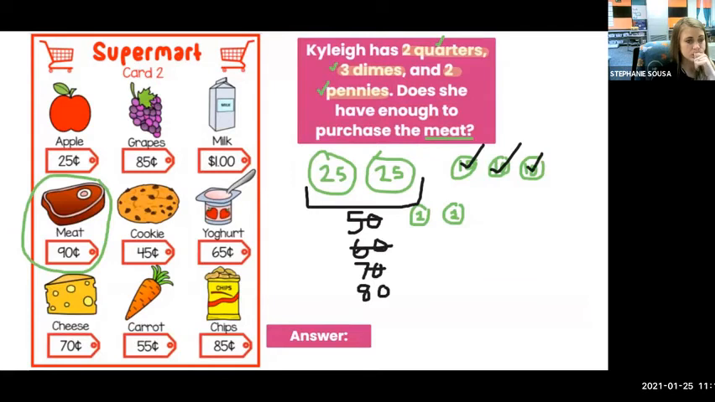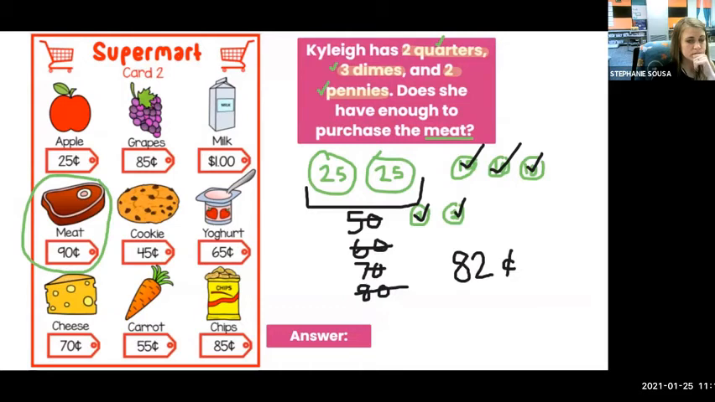Next, she has 2 pennies, which are 1 cent each. Now I can count by ones. 80 plus 1 plus 2. 82 cents is the total amount that Kylie has with her. So I'm going to label it as money. I use the cent symbol because it's less than $1.